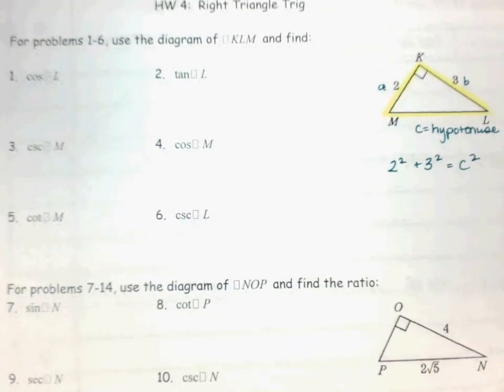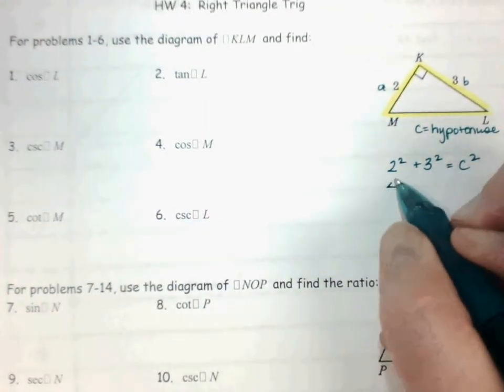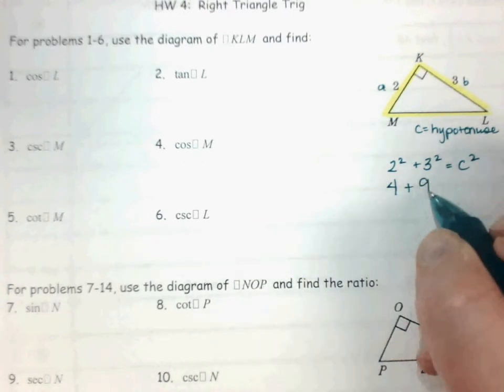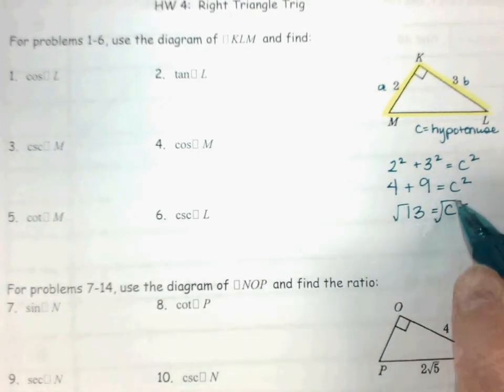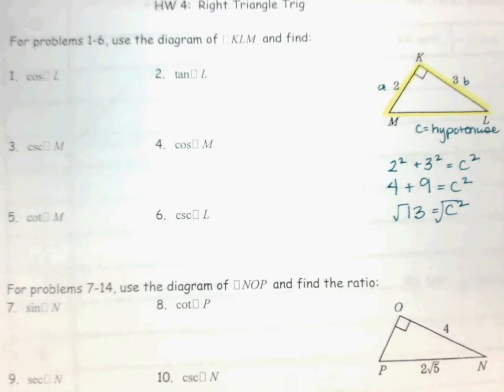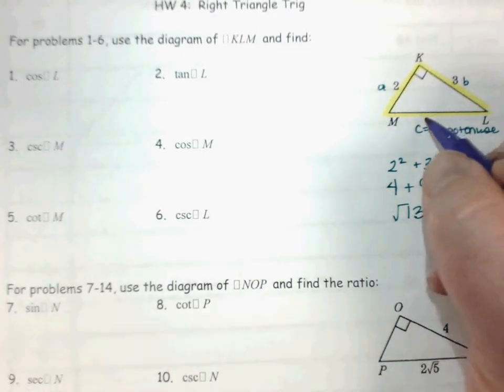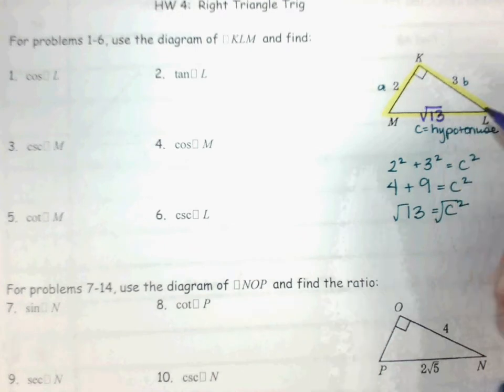Okay, from there, how much is 2 squared? 3 squared is, okay, 4 plus 9 is 13. And does 13 have any perfect squares in it that I'll have to fix when I square root both sides? No. So this side here, I'm going to label square root 13.